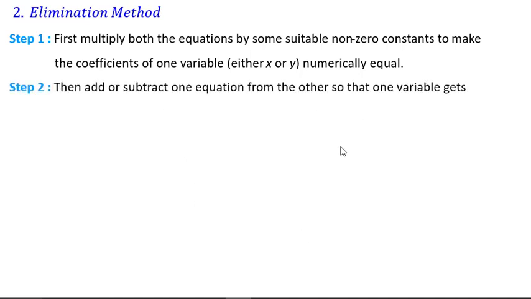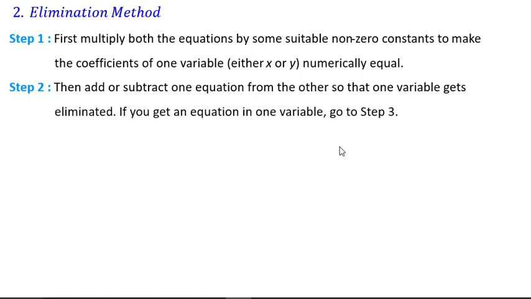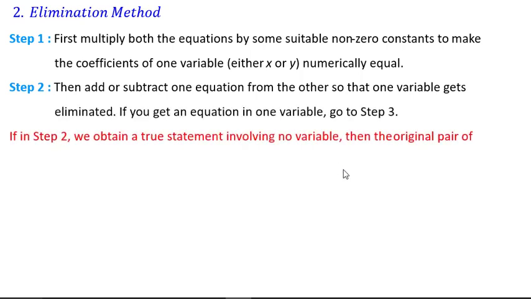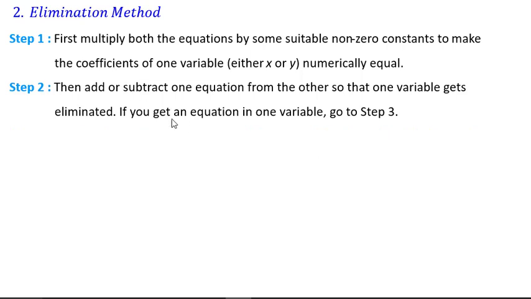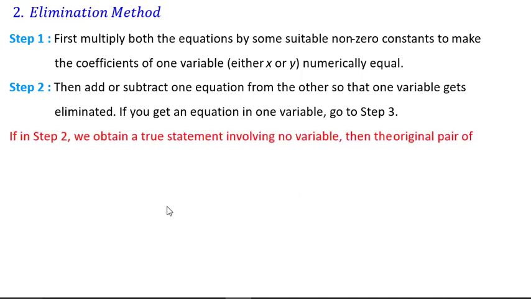Second step is then we will add or subtract one equation from the other so that one variable gets eliminated. If you get an equation in one variable, go to step 3. So in this second step what we have done, we have added. Now the coefficient of one variable is the same, so if their signs are different then we add, so that variable will eliminate, and if their signs are the same then we subtract, and then that variable will eliminate. So what will we get? We will get an equation in one variable. So if we are getting an equation in one variable, we go to the next step.